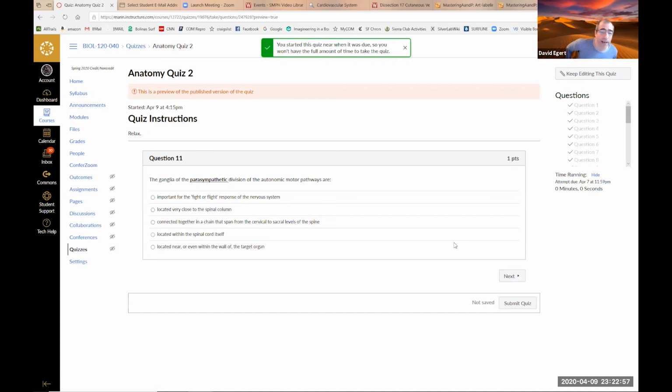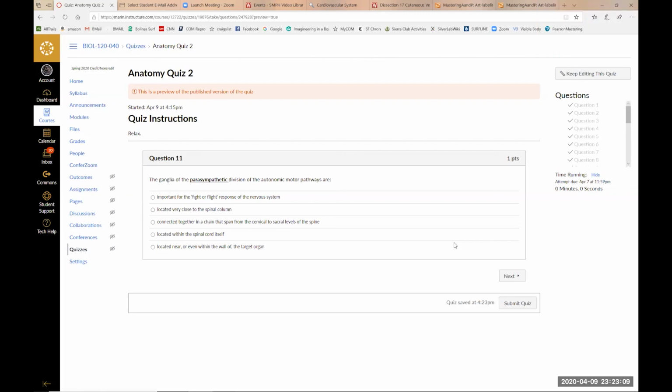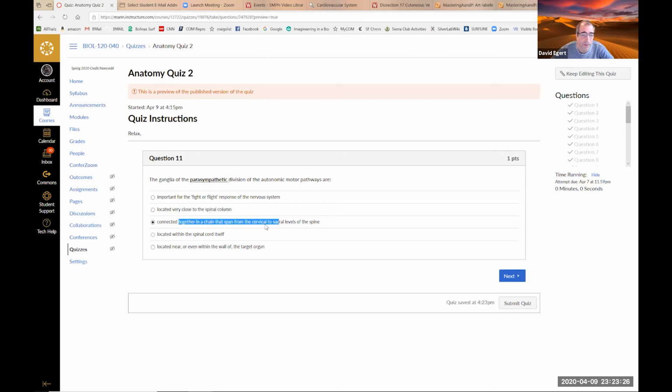The ganglia of the parasympathetic division. Which answer is right? Close to the target. These are the ganglia that are close to the target. We talked about the intramural and terminal ganglia. Fight or flight is sympathetic. The sympathetic ganglia are close to the spinal column. The sympathetic chain is the one that goes up and down. It's not going to be ganglia if it's within the spinal cord, because ganglia by definition are not in the CNS. So it's going to be located near or even within the wall of the target.